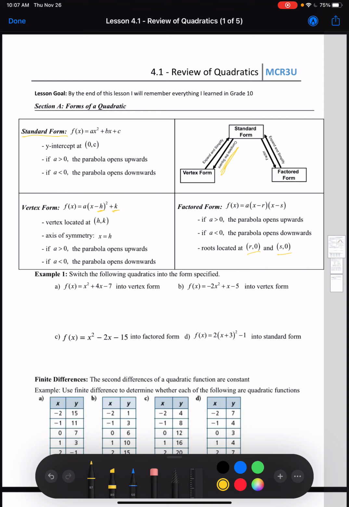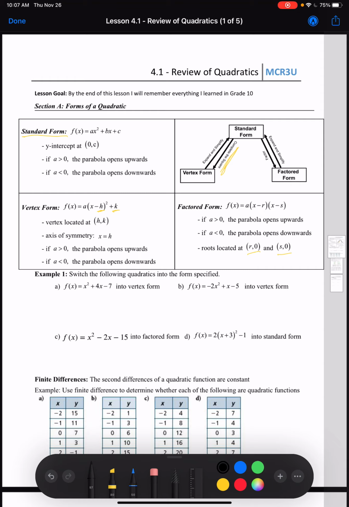All right, so let's go over actually practicing some of these, switching between the different forms and see how it works out. So first of all, let's identify which type of form we have and then switch it into the form that we want. So the first one, we have f of x equals x squared plus 4x minus 7. And that's originally in standard form.